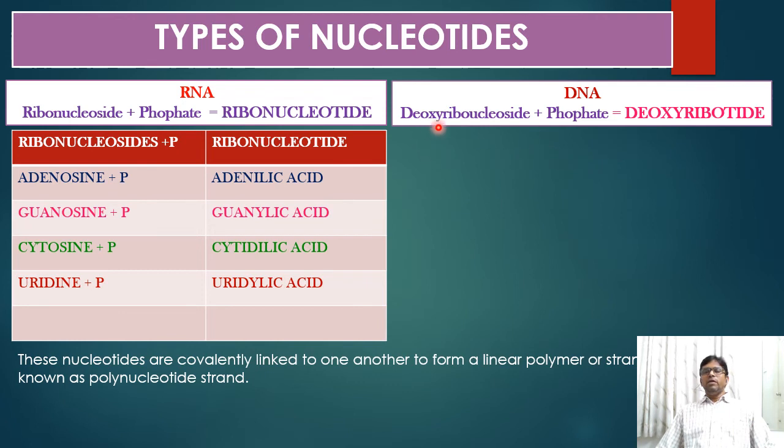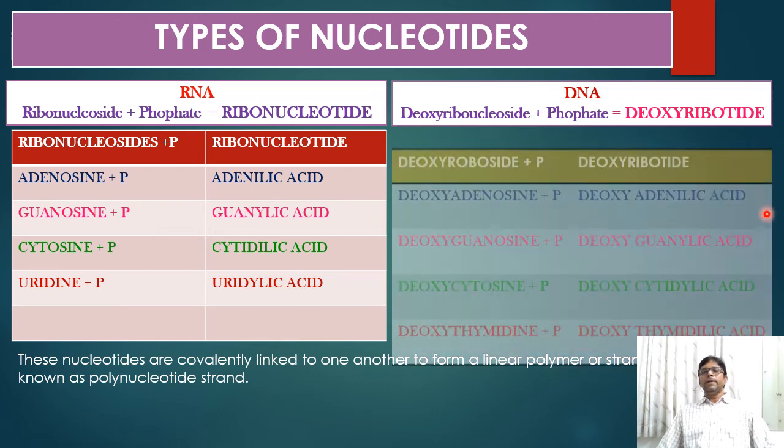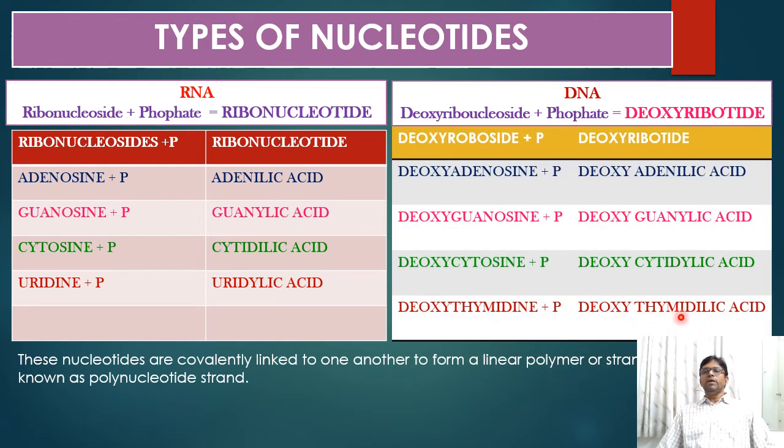The nucleosides of DNA are called deoxyribonucleosides. When these deoxyribonucleosides bind with a phosphate group, they form a nucleotide that is called deoxyribotide or deoxyribonucleotide. Let us see what are the different types of nucleotides found in DNA. So these are the 4 different types of nucleotides found in DNA.